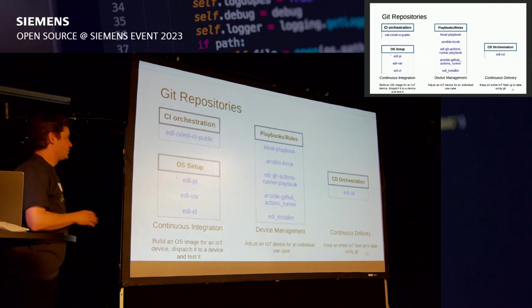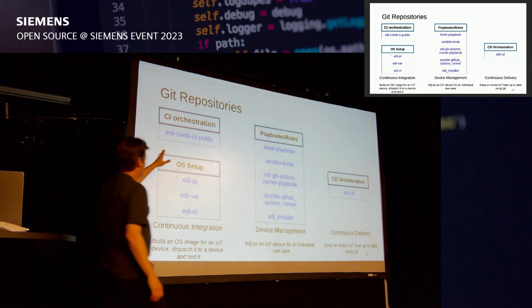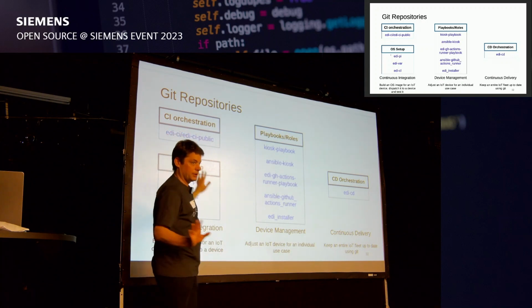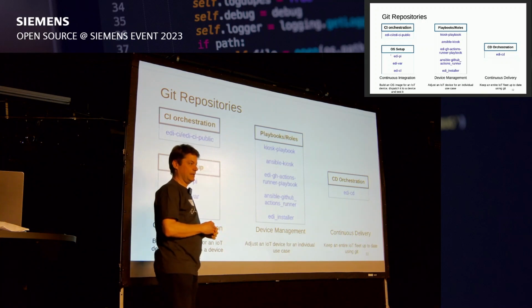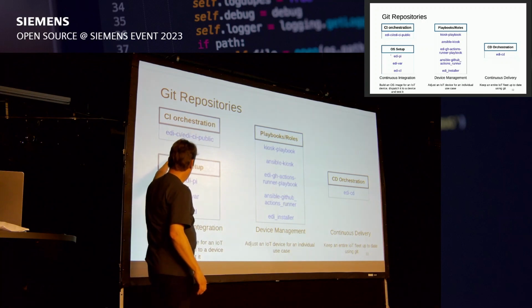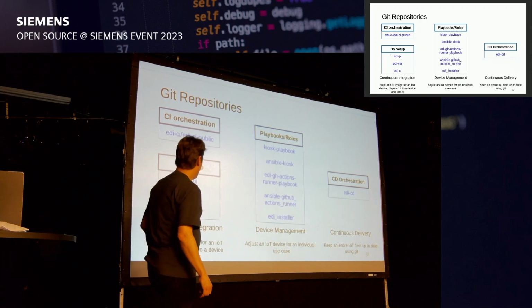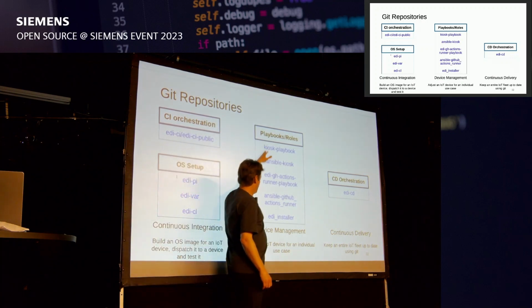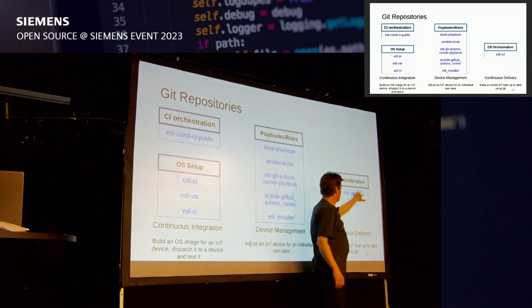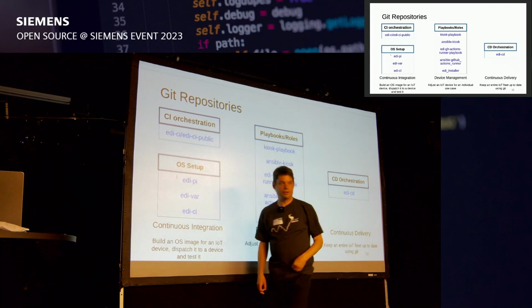As said already, all the stuff is open source. Here, that's the remark about this orchestration repository. There is a public variant and a private variant. The private variant is just there because we need it for the GitHub Action Runner, but the content is the same. Then we have several repositories for the operating system setup. And we have some playbooks and roles to apply a certain configuration, and this is the repository that does the whole orchestration.